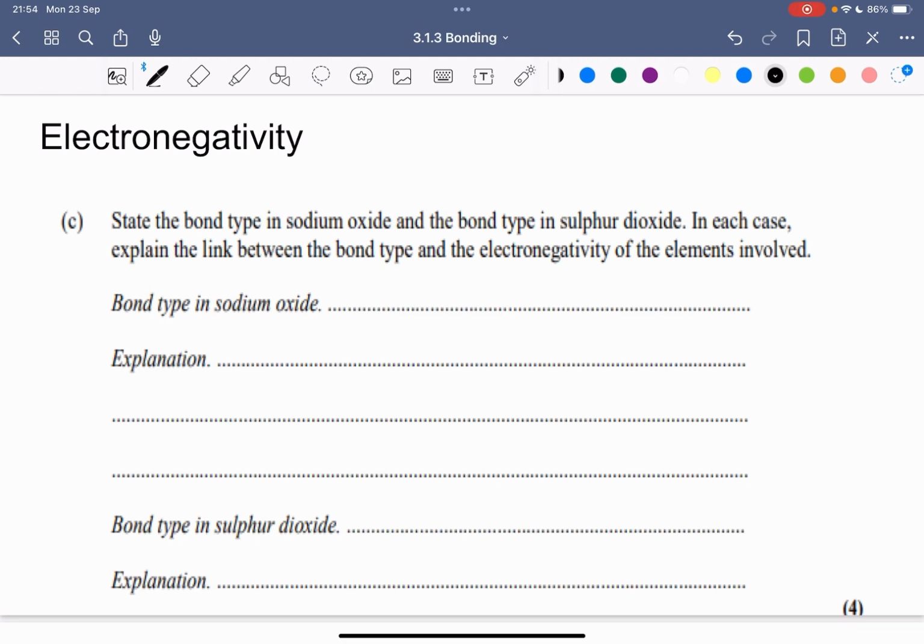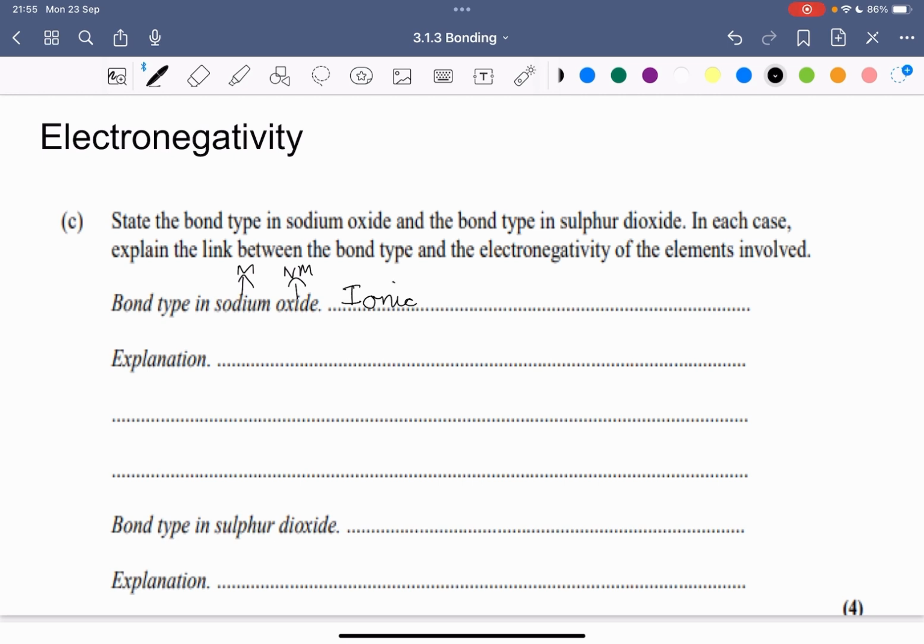So the bond type in sodium oxide. I think the easiest way to do this is by looking at a periodic table. I said in the previous video that ionic bonding is between a metal and a non-metal. If you look at a periodic table, sodium is on the left-hand side, so it's a metal. And oxygen is on the right-hand side, so it's a non-metal. Since we have a metal and a non-metal, it's ionic.